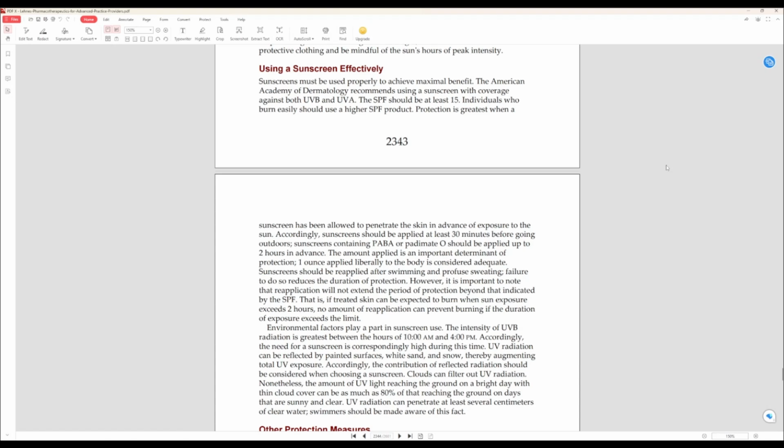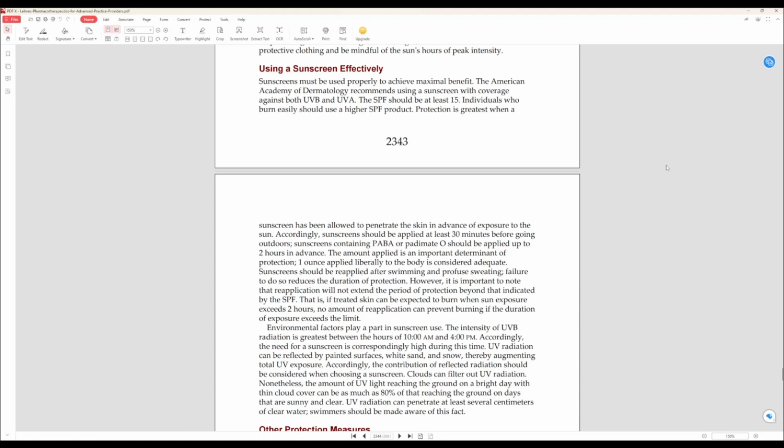Sunscreens should be reapplied after swimming and profuse sweating, and failure to do so reduces the duration of protection. However, it is important to note that reapplication will not extend the period of protection beyond that indicated by the SPF. That is, if treated skin can be expected to burn when sun exposure exceeds 2 hours, no amount of reapplication can prevent the burning if the duration of exposure exceeds that limit.